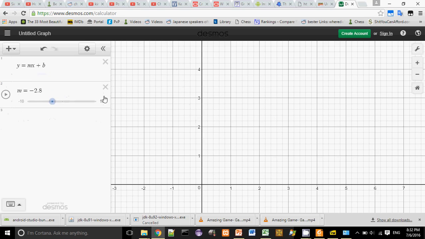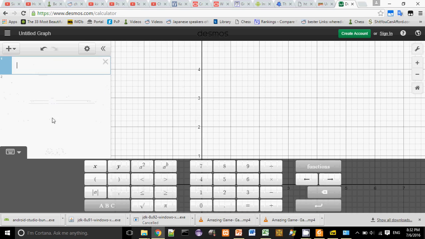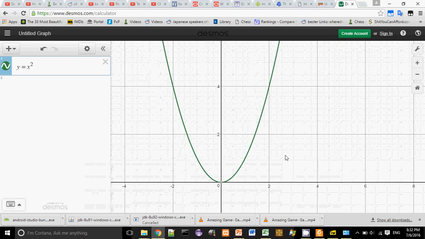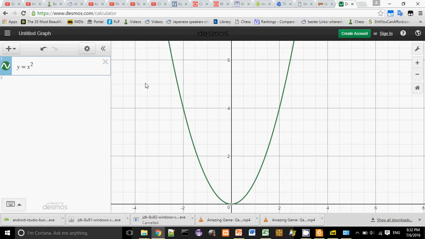All right. Now let's do some nonlinear ones. So what is there? Quadratic. See if you know what the formula for a quadratic is. So you can do x squared. Let's just try that. That is called a parabola. It's very cool. Look how much it curves.